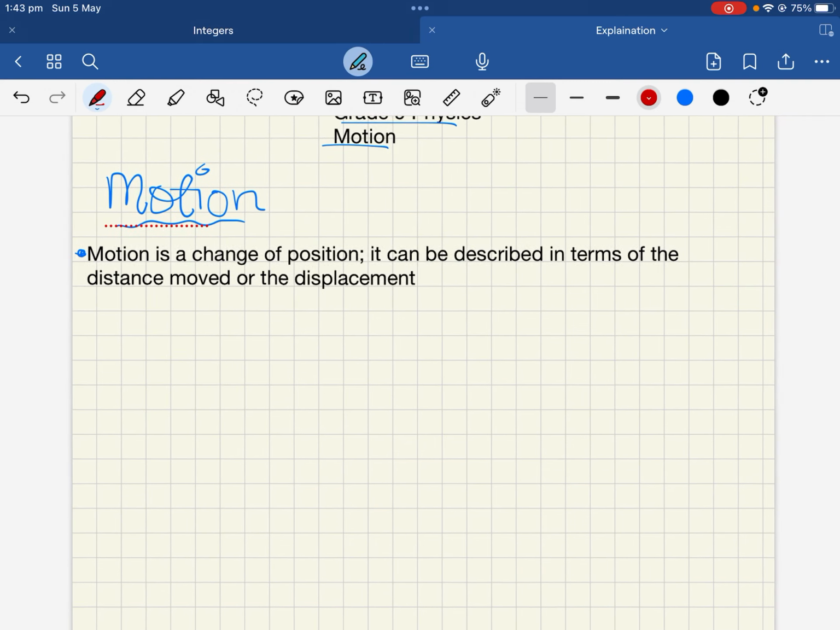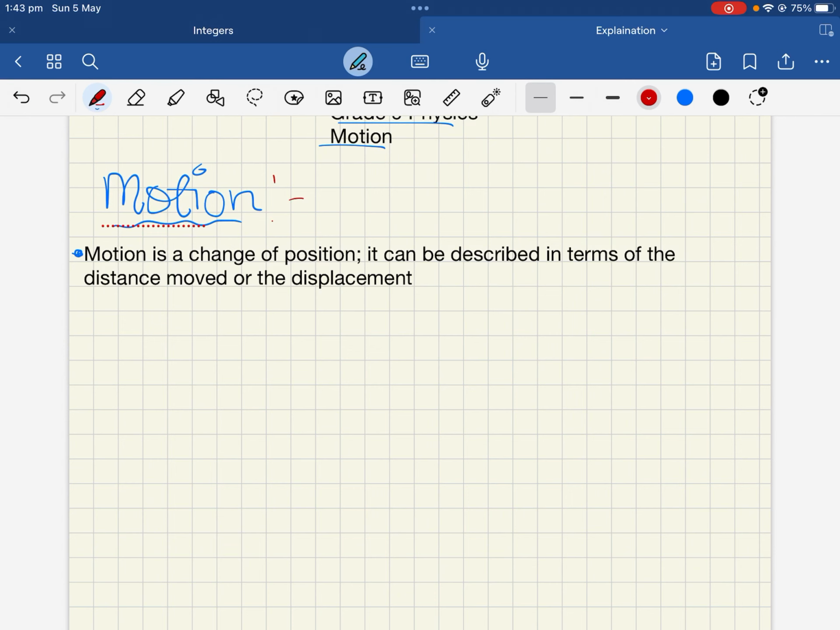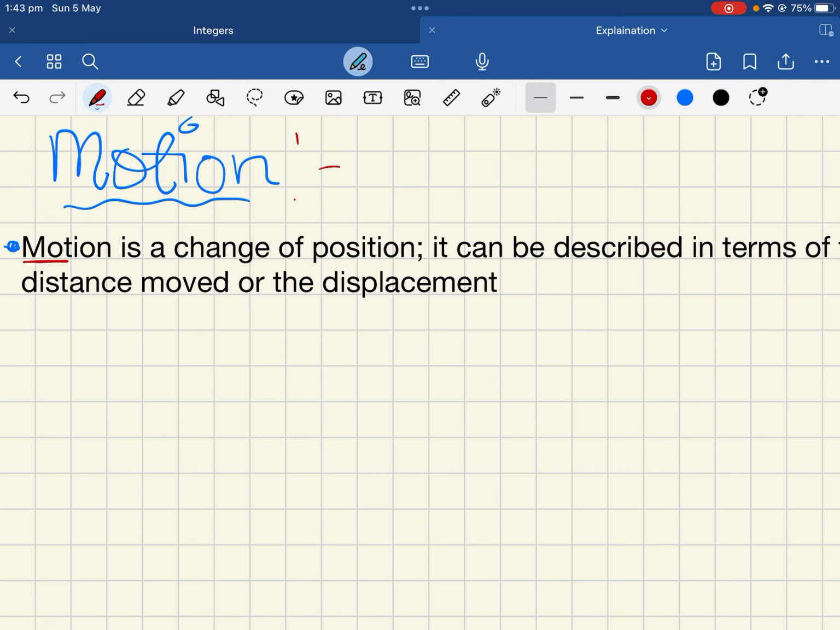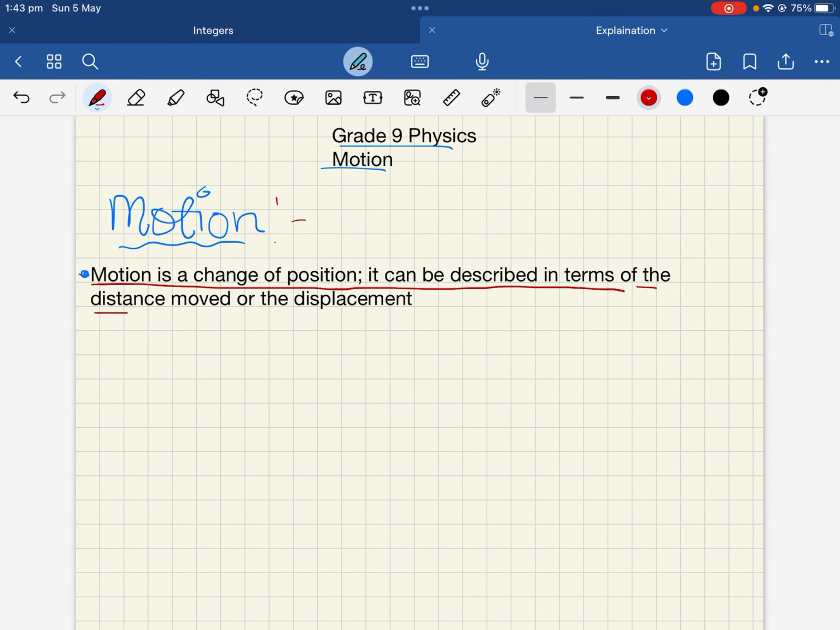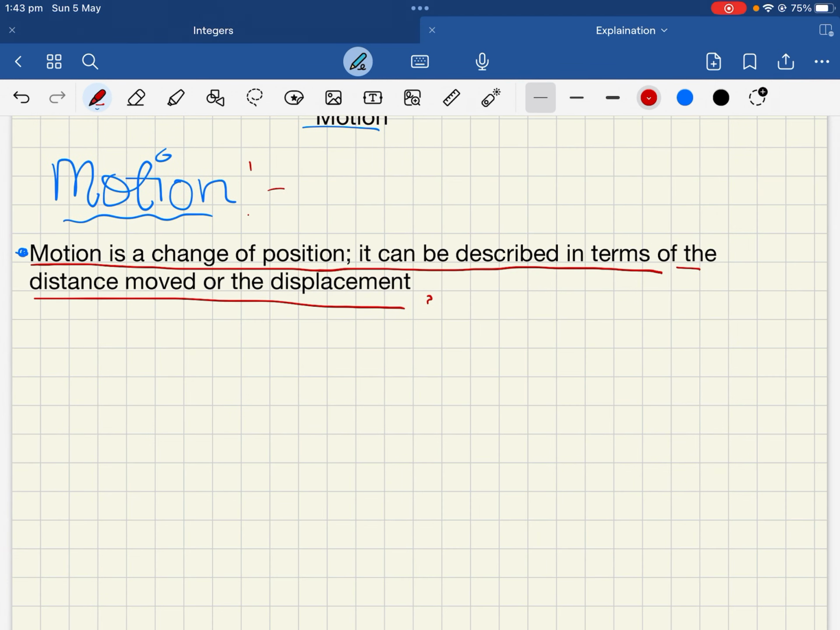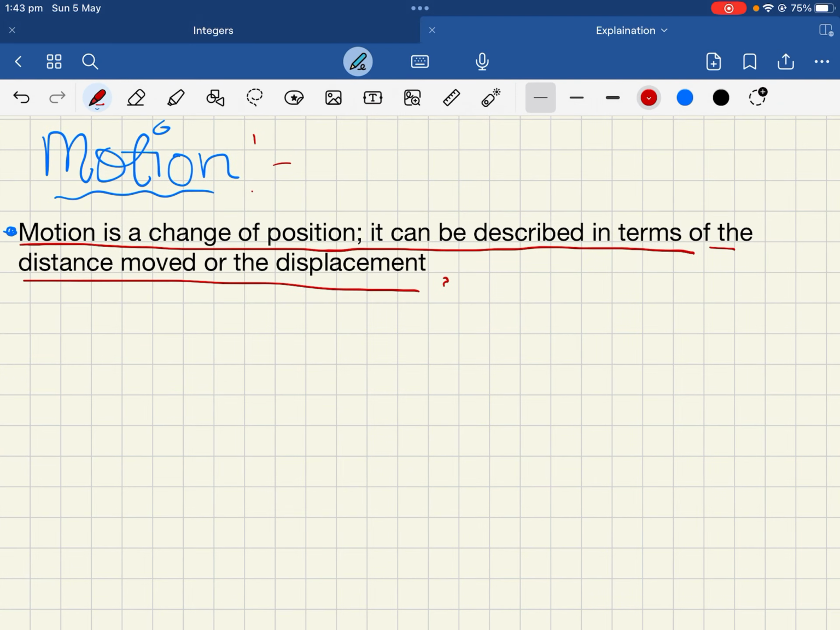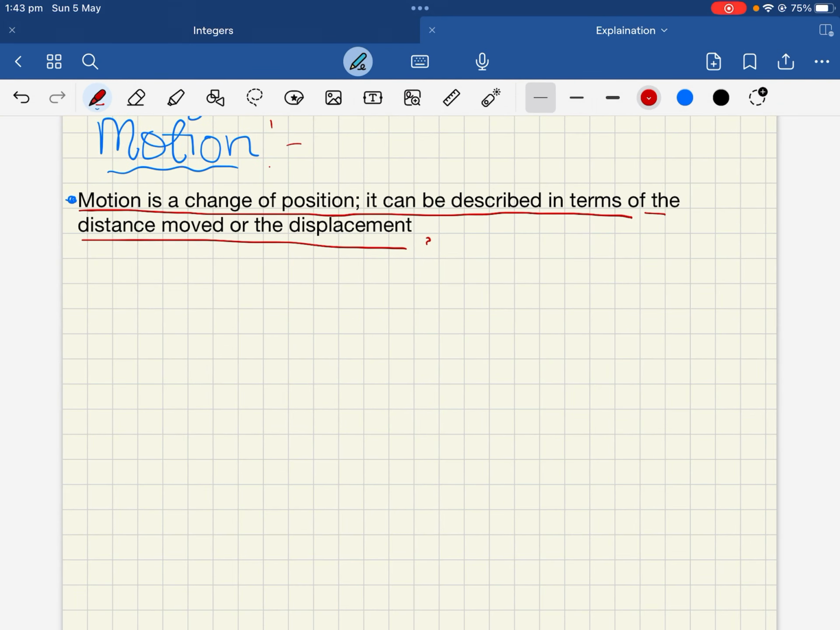So first we have motion. Now how do we define motion? Motion is a change of position. It can be described in terms of the distance moved or the displacement. They are very complex terms. Let me break it down into simpler terms. Motion is a change of position.